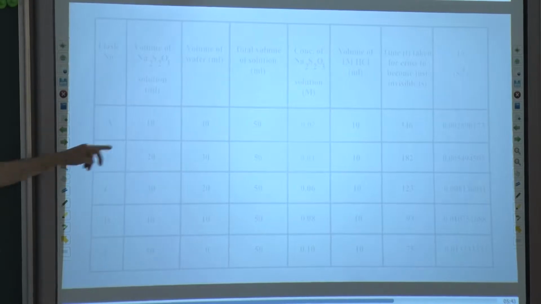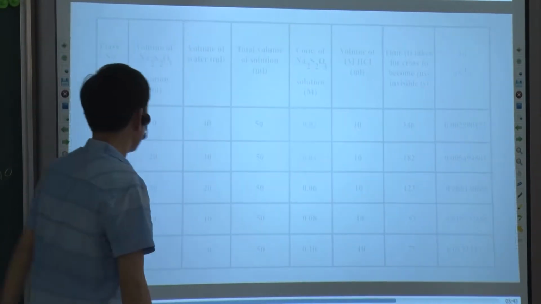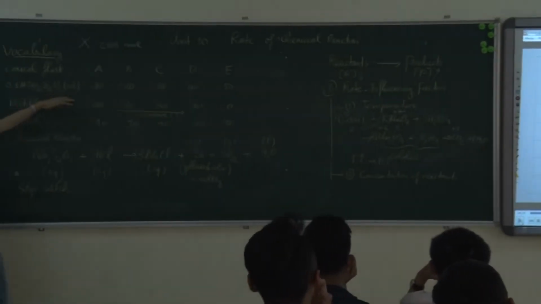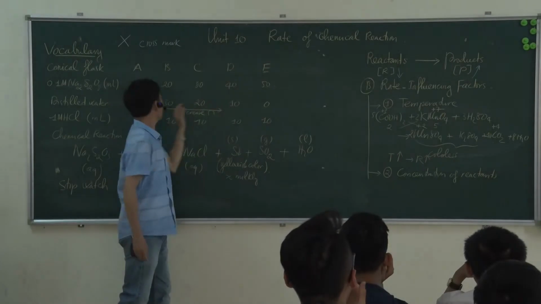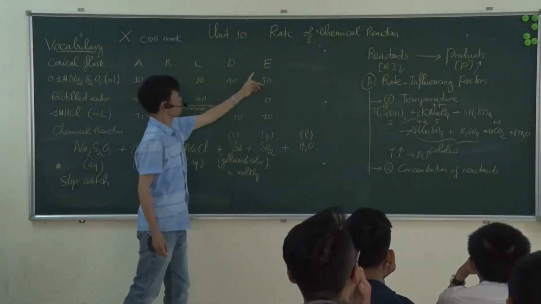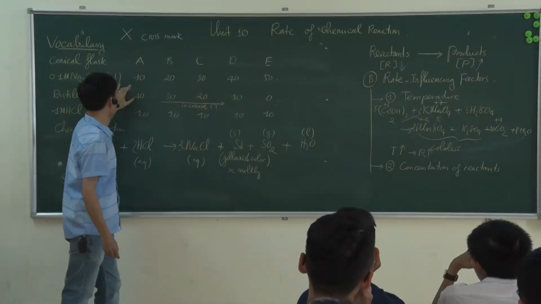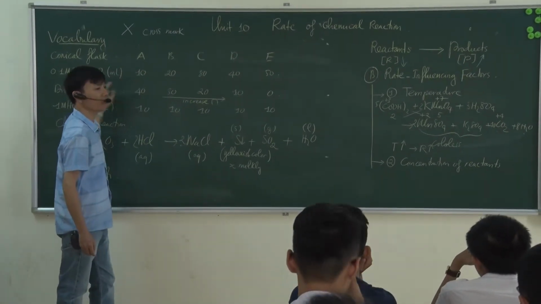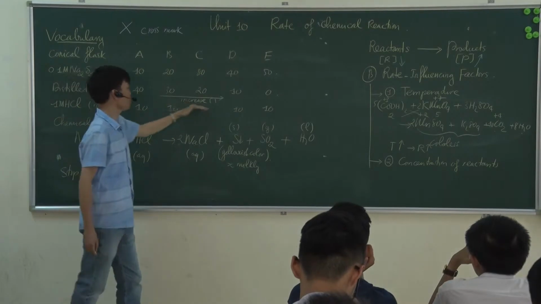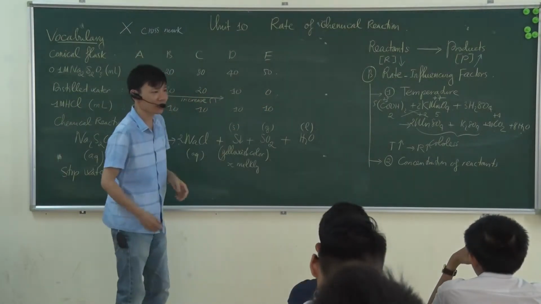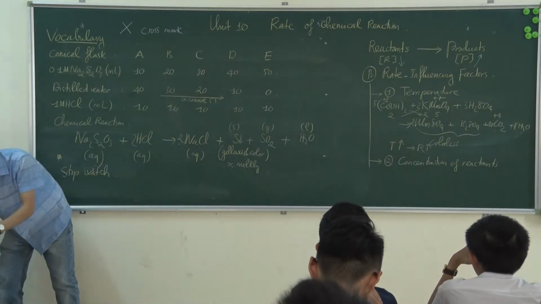Now, okay, it's a 10, it's a 40, it's a 50. The concentrations of the sodium thiosulfate increase from A to E, because the volume of water decreases, so from A to E. Can you understand? Okay?